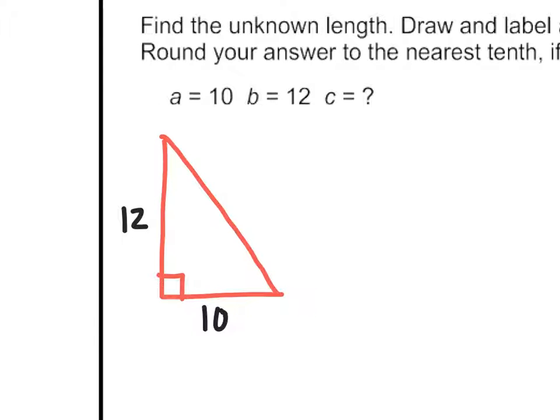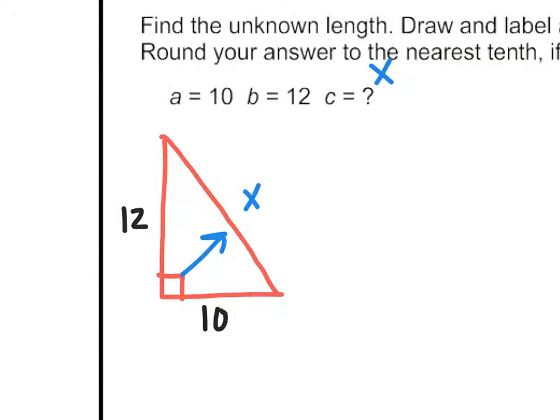We do not know what c is. Remember we talked about c is the side across from the right angle. It's that one, and so that's our missing side. We can call that x if we want. So I'm going to label that x. So we know our two legs. We are solving for the hypotenuse.